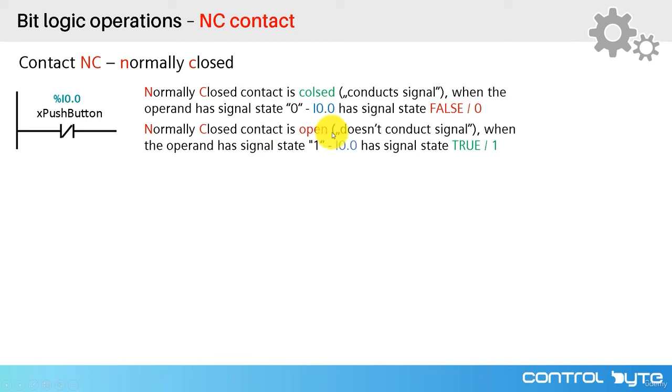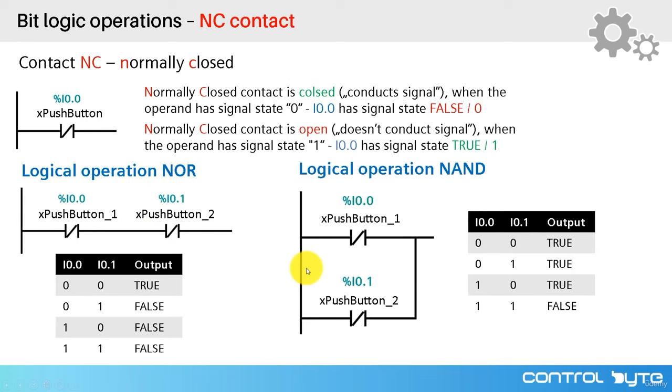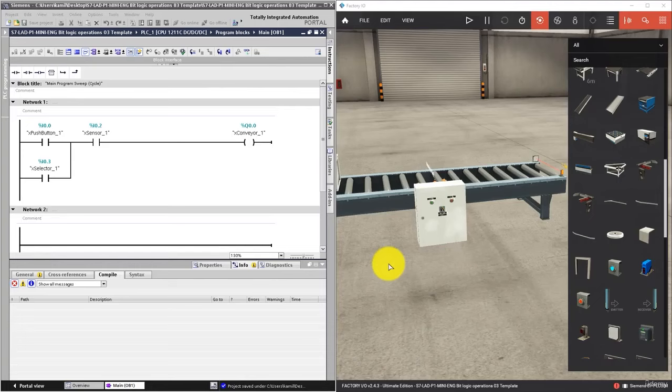Normally closed contact is open, doesn't conduct signal, when the operand has signal state 1. With normally closed contact, you can form logical operation of NOR or NAND. Below you can see truth table for those two operations. Okay, now let's move on to TIA Portal and let's write some code. Now I will show you a practical application of normally closed contact in your ladder diagram.